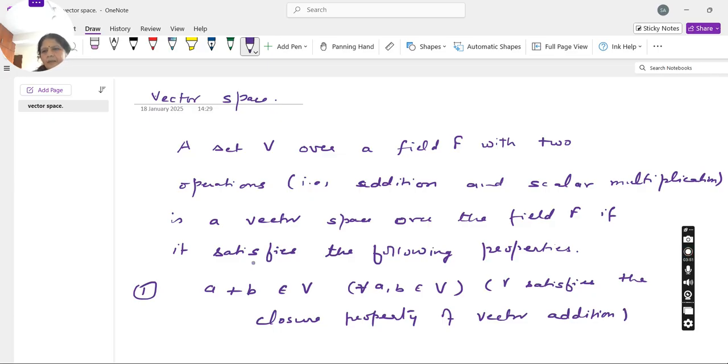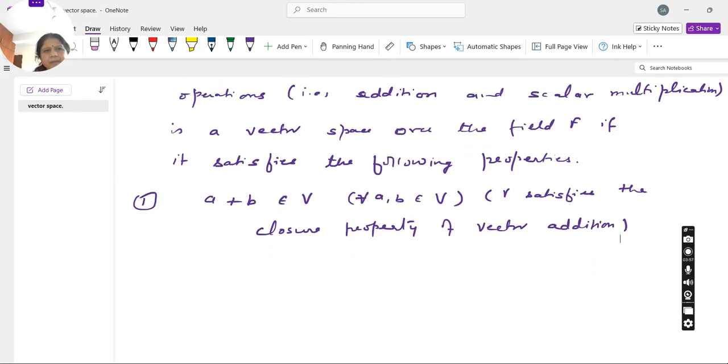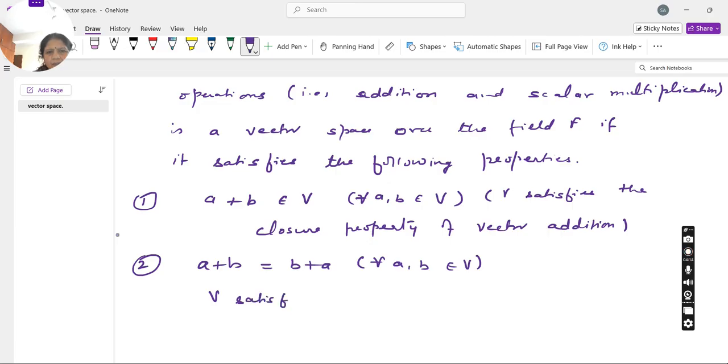Now the second is that it must be commutative under vector addition. That is, A plus B equals B plus A whenever A and B are in V. That means V satisfies the commutative property of vector addition.